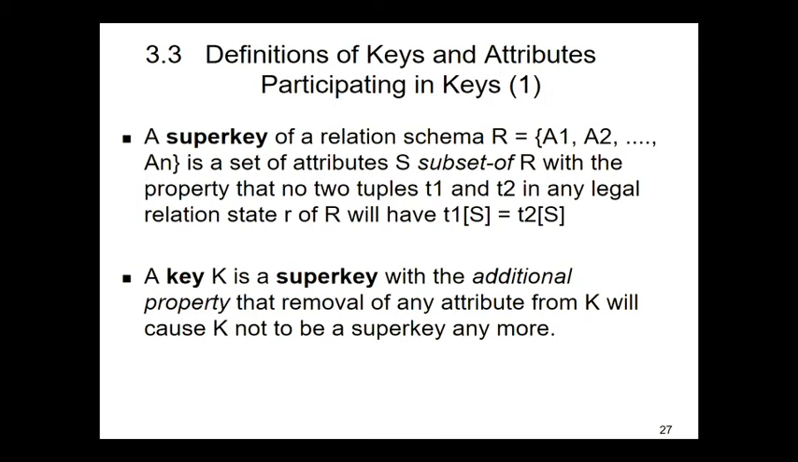Yeah. All right, so definition of keys and attributes, right? So super key of a relation is a set of attributes, as a subset of the total relation, with the property that no two rows in any legal relation state are equal. So again, it's kind of making them unique, as simple as that. So a key is a super key with an additional property that removal of an attribute will cause that to not be a super key.